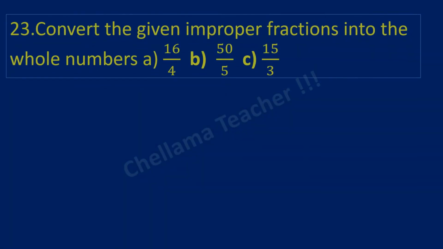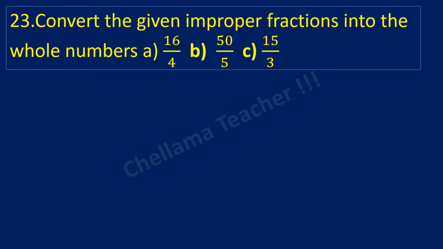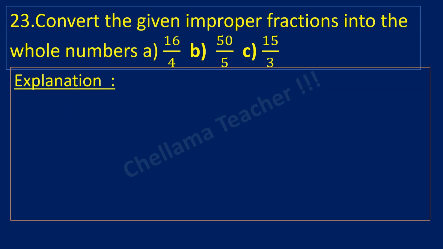Question 23. Convert the given improper fractions into whole numbers. Part A: 16/4, Part B: 50/5, Part C: 15/3. Let's see one by one. Here, the first part A, 16/4, is equal to 4. How? Let's write the division fact. 16 divided by 4 is equal to 4. So the whole number is 4.